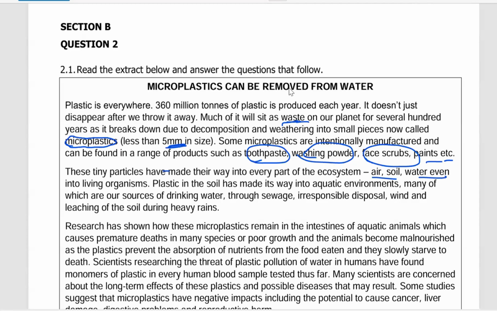Plastics in the soil have made their way into the aquatic environment, many of which are a source of drinking water, through sewage. Yes, through sewage. Irresponsible disposal, and wind and leaching of the soil during heavy rains.